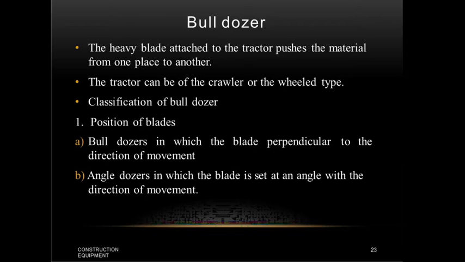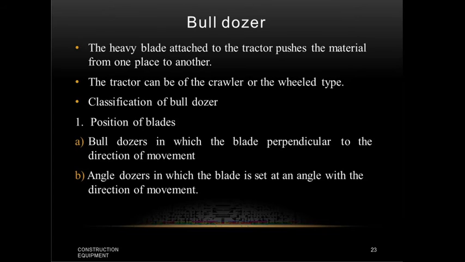The next one is the bulldozer. So bulldozer is also one of the major equipment used for excavation and hauling. These versatile equipments are commonly used in construction projects. It is essentially a heavy steel blade which is mounted on the front of a tractor. The tractor can be the crawler or the wheel type. The heavy blade attached to the tractor pushes the material from one place to another.